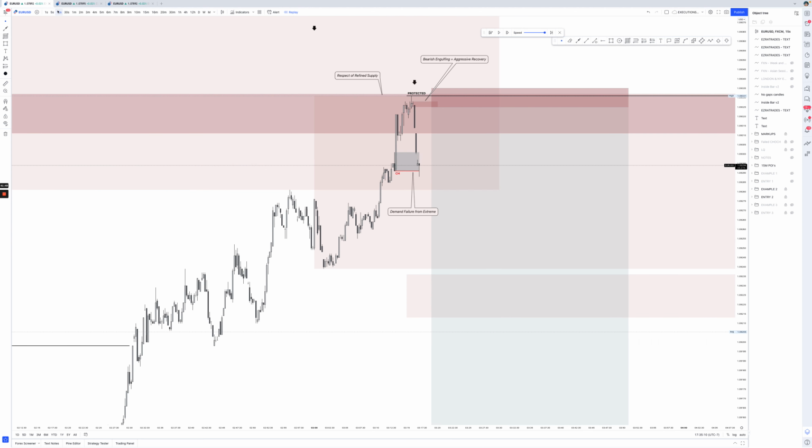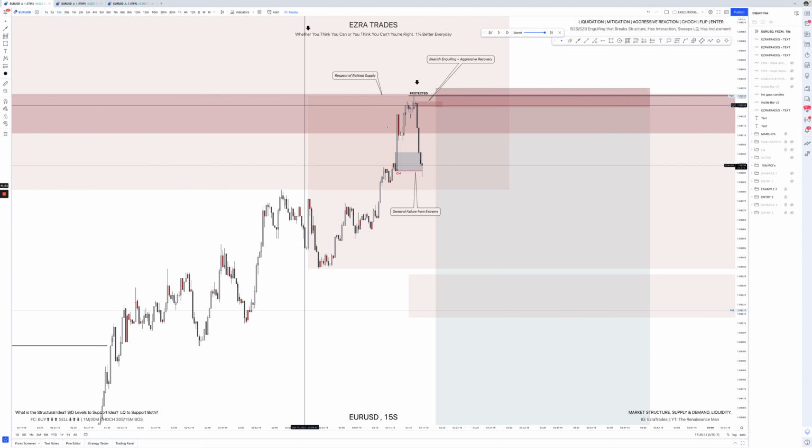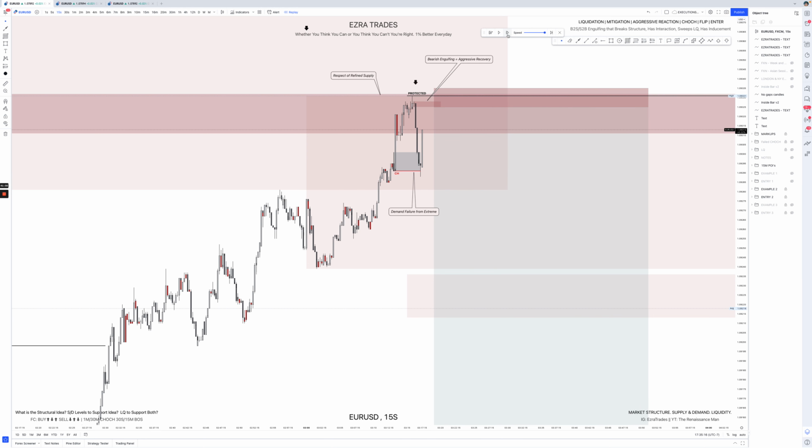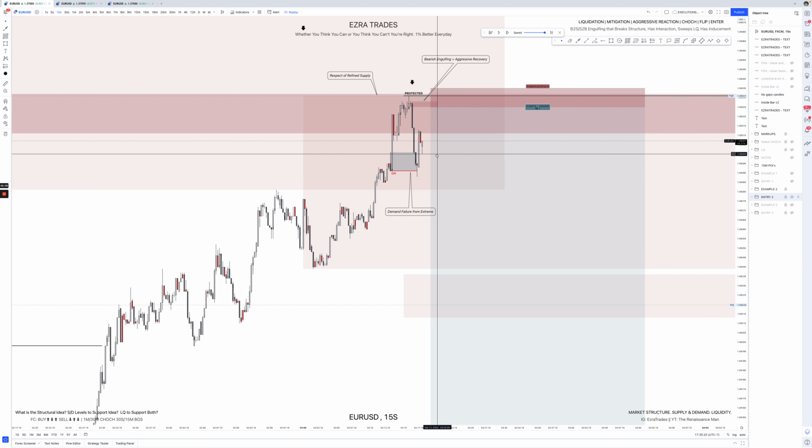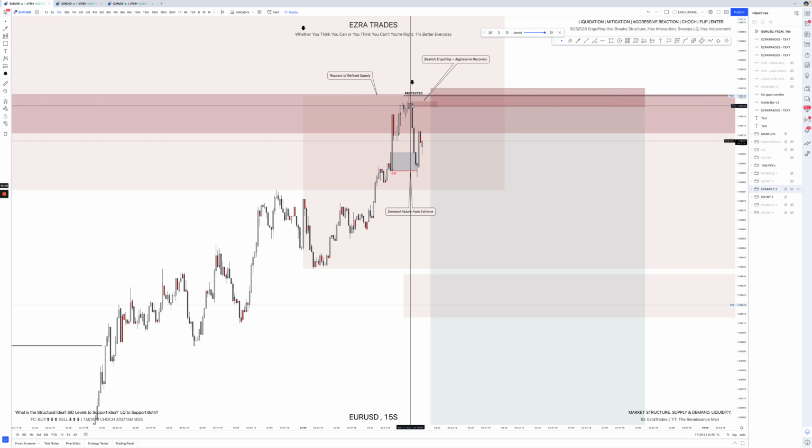Can we see it on the 15 second? Wow, look at that. The 15 second is just as clean. This looks beautiful. All right, let's view it from the 15 second. Now at this moment, because we have the buy to sell engulfing, right? This is a very aggressive recovery from this 2 pip zone. This is the whole zone here. This is the refinement in the 15.